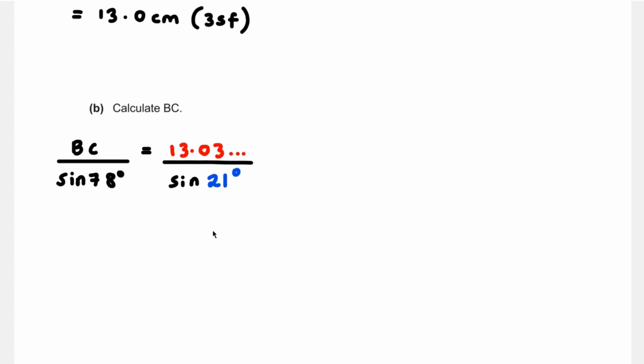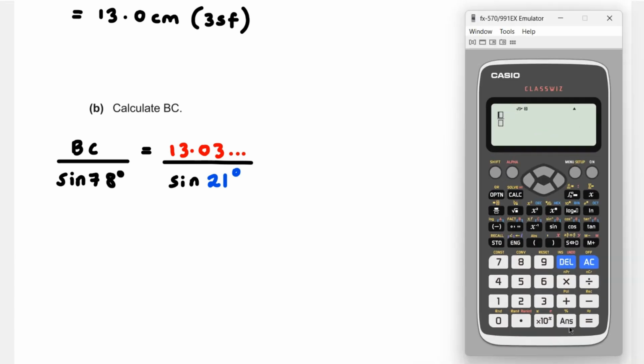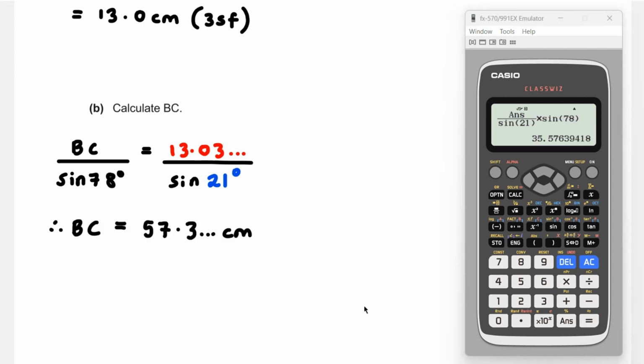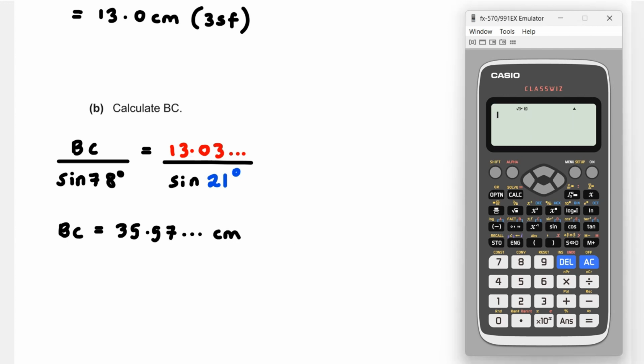So I need to find out what BC is. So BC will equal this 13.03 etc. over the sine of 21 multiplied by the sine of 78. And it turns out that BC equals 35.57 etc. centimeters.